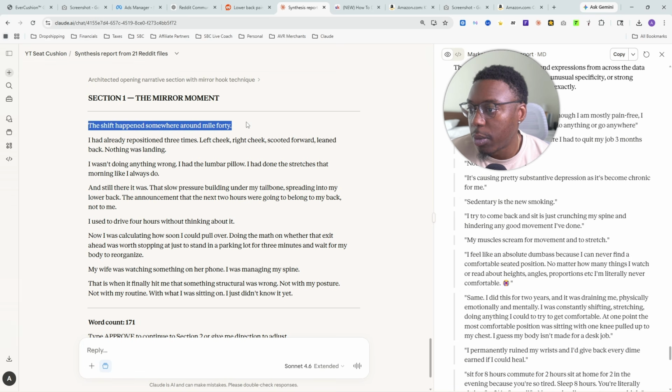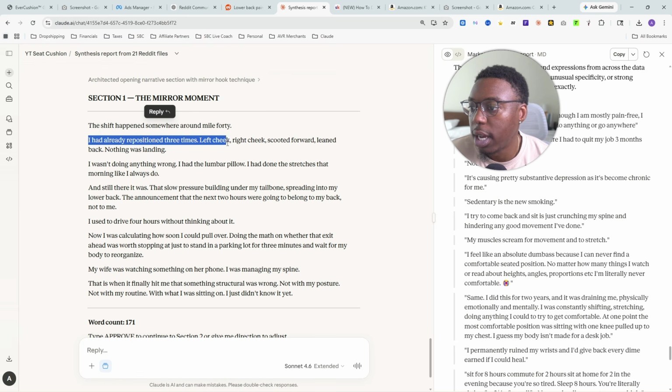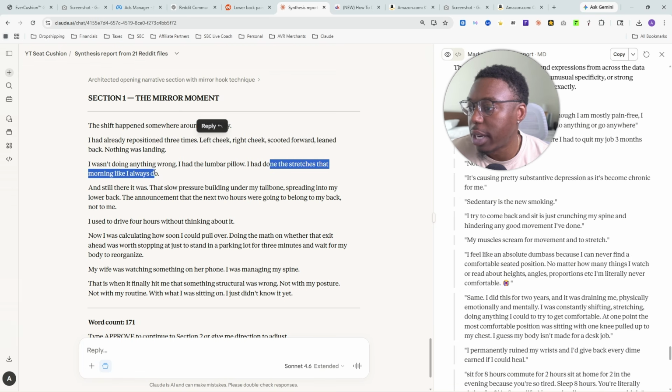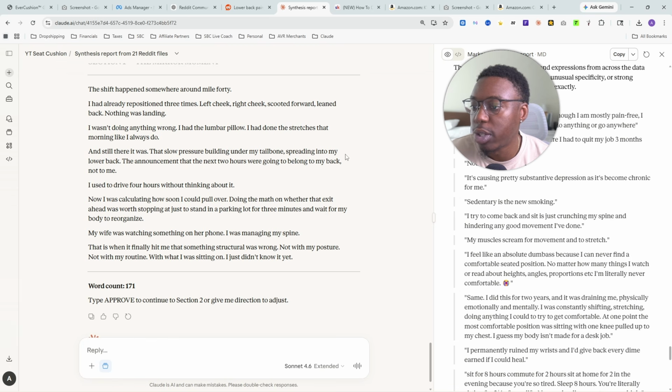The shift happened somewhere around mile 40. I had already repositioned 3 times, left cheek, right cheek, scooted forward, leaned back, nothing was landing. I wasn't doing anything wrong. I had the lumbar pillow. I'd done the stretches that morning like I always do. And still there it was, the slow pressure building under my tailbone, spreading into my lower back. The announcement that the next 2 hours were going to belong to my back, not to me.